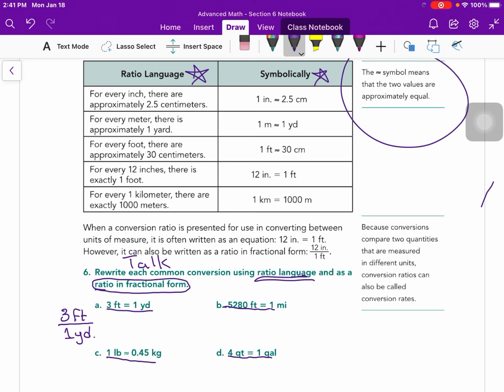For B, you could have 5,280 feet for 1 mile. You could have 1 pound for C for every 0.45 kilograms. And you could have 4 quarts for every 1 gallon. Those are written in fractional form like a ratio. We're going to use these to set up a proportion to make our conversions.